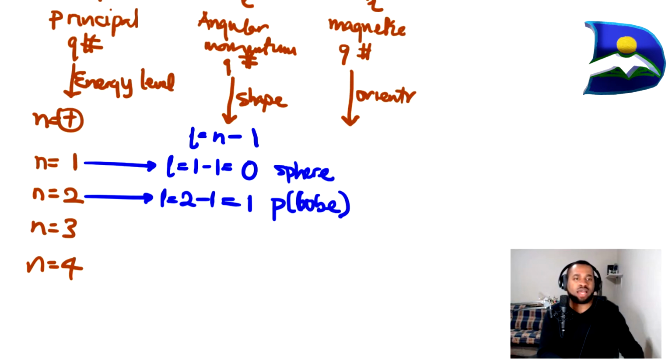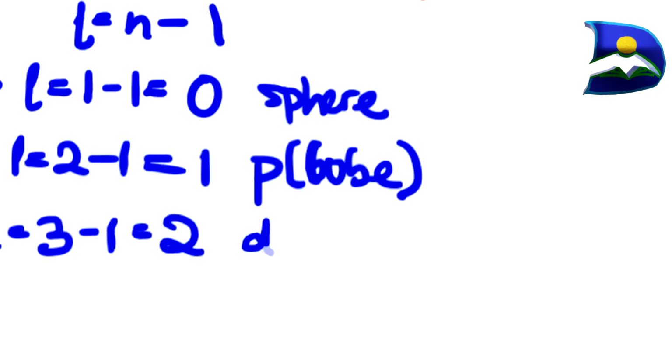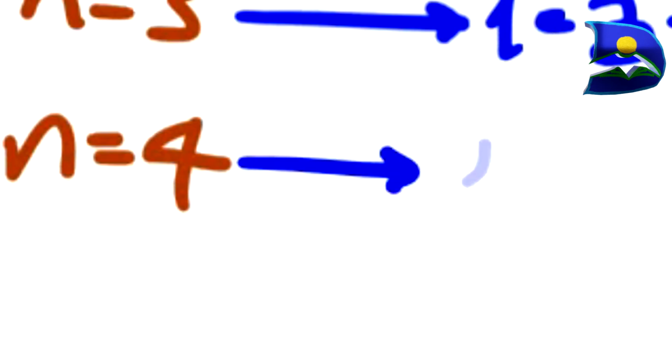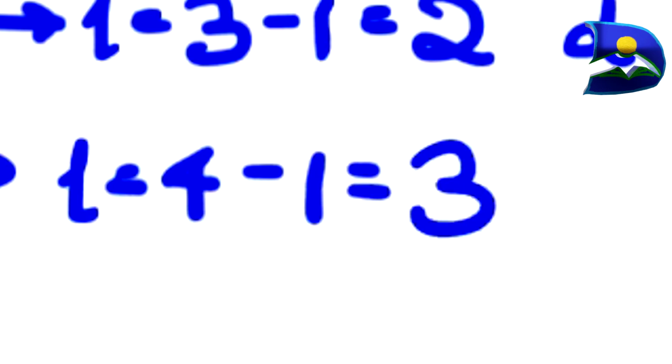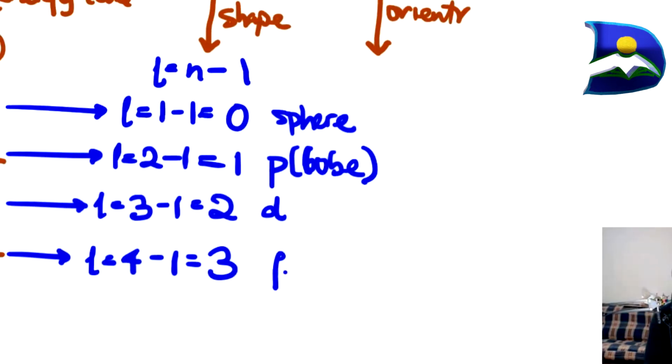And the next one here is when n is equal to 2, what is L? So in this case, 2 minus 1 is equal to 1, and this actually introduces our p orbital, which are lobe-like in terms of the shape. And then the next one here is when n equals 3, we have 3 minus 1, which in this case is 2, and 2 represents our d orbitals. And then finally here, when n is equal to 4, our L is 4 minus 1 is equal to 3. So looking at this, we know that 3 is actually represented as f orbitals.